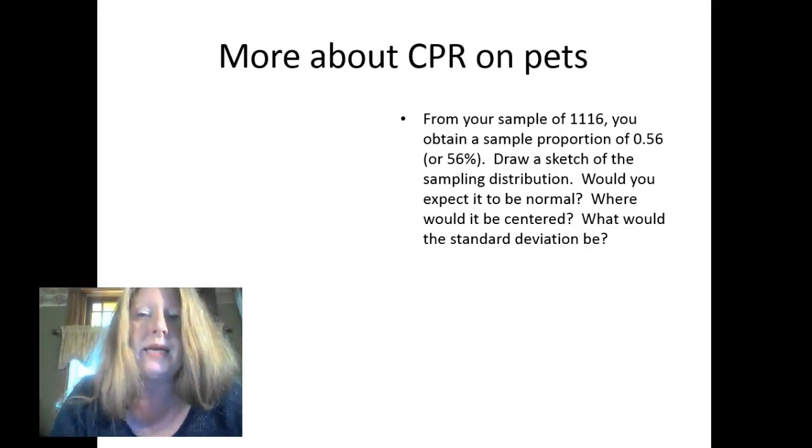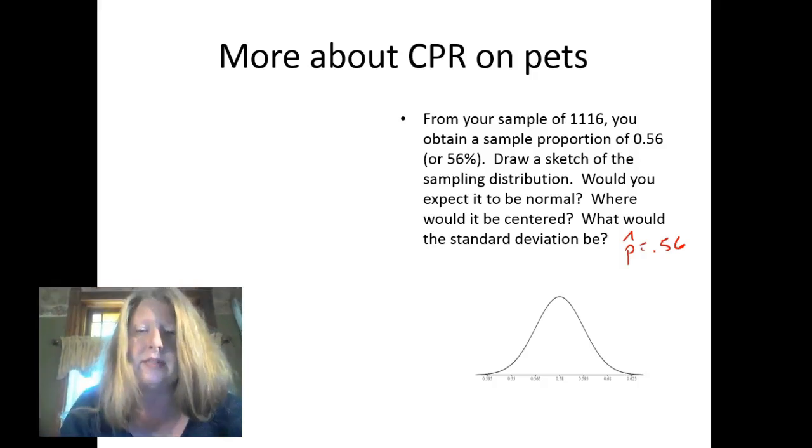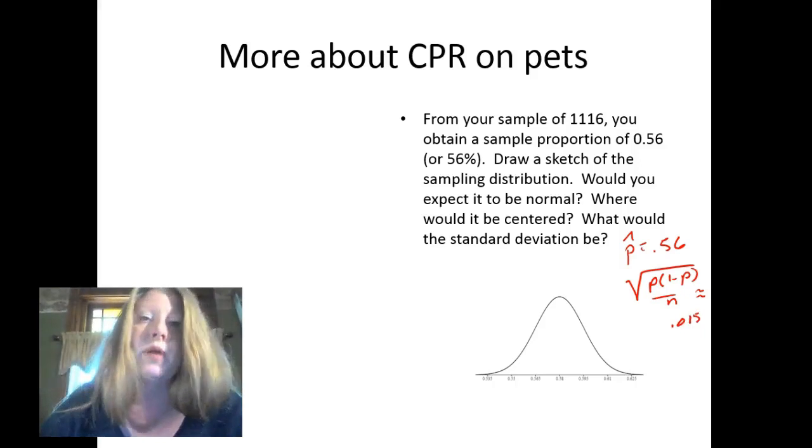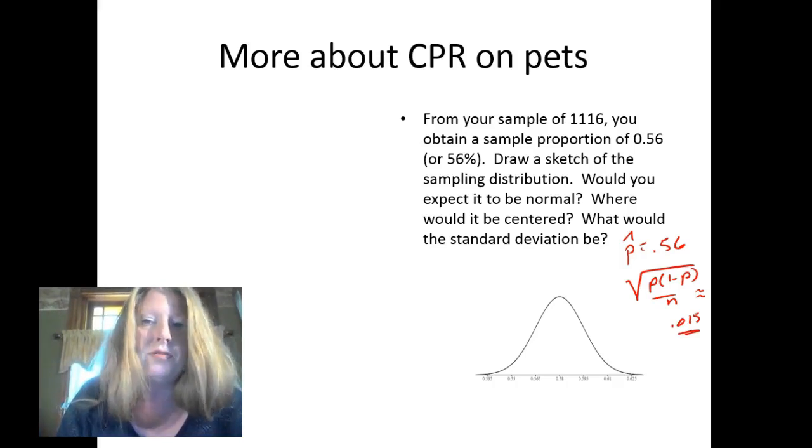From our sample, we obtain a sample proportion, a p hat of 0.56. What would the sampling distribution look like? Where would it be centered? What would the standard deviation be? So I've drawn it here. I know that it's very small here. But to find the standard deviation, remember we'd take the square root of p times 1 minus p divided by n. When I figured this out, I got approximately 0.015. I'm not quite sure why I didn't round up to 0.02 to make things easier on myself, but I kept it as 0.015. And then I drew this out.